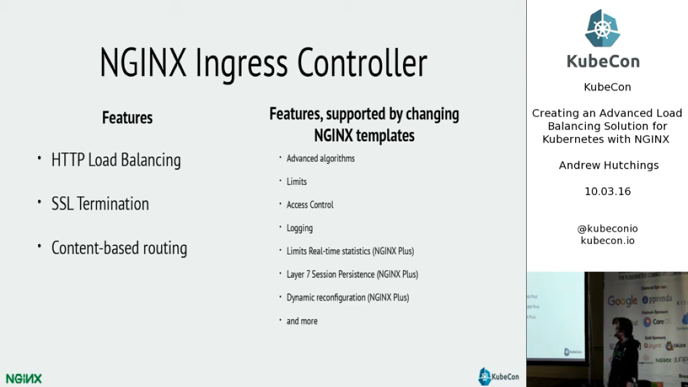So there are various features in our controller. We don't support every feature yet. We're trying to work on that right now. So we support the HTTP load balancing, SSL termination, and content-based routing. In theory, you could add all these other features here by modifying the templates. And in the future, we want to be able to make it so you can just configure these with a basic YAML file.